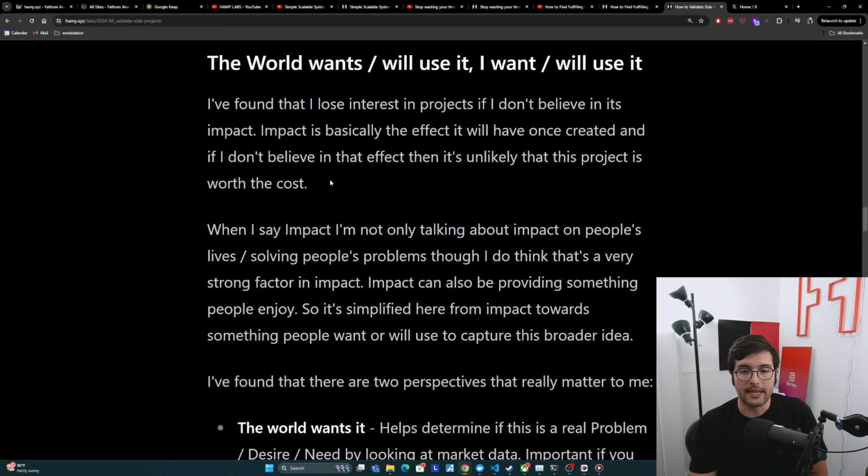When I say impact, I'm not only talking about impact on people's lives and solving people's problems. This is usually the business version of this. You get paid to do these things. Though I do think that's a very strong factor in impact and is usually what you are talking about. In my side projects especially, I think impact can also be providing something that people enjoy.